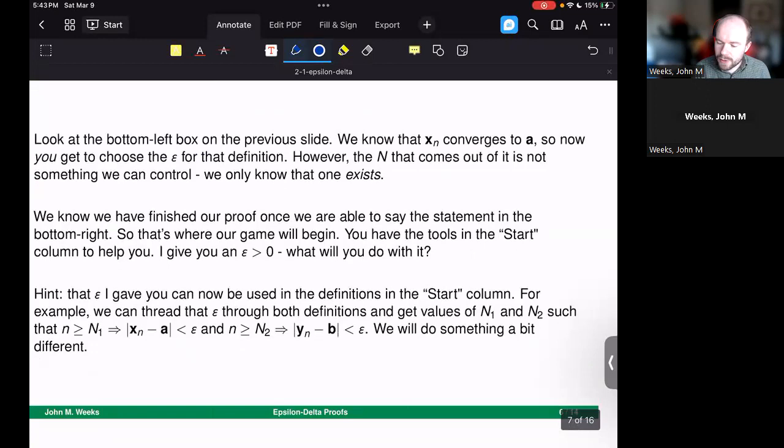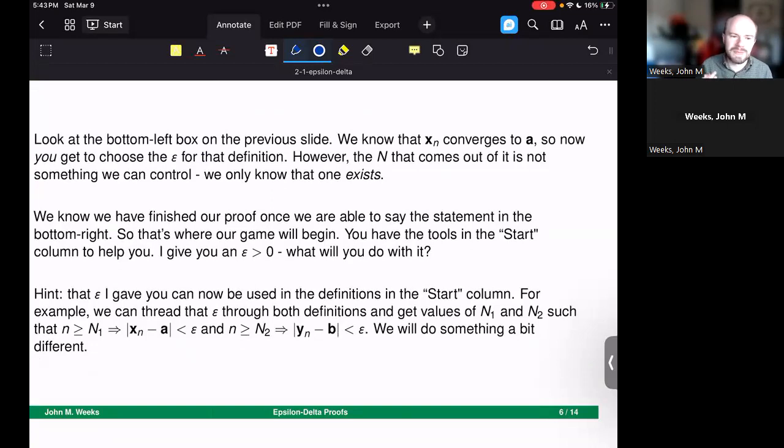We know x sub n converges to A, so now you can say for any epsilon that you can plug in, you get an n value back from that definition of convergence. So notice that everything in the start column here, since x sub n converges to a, for example, you get to choose the value of epsilon.